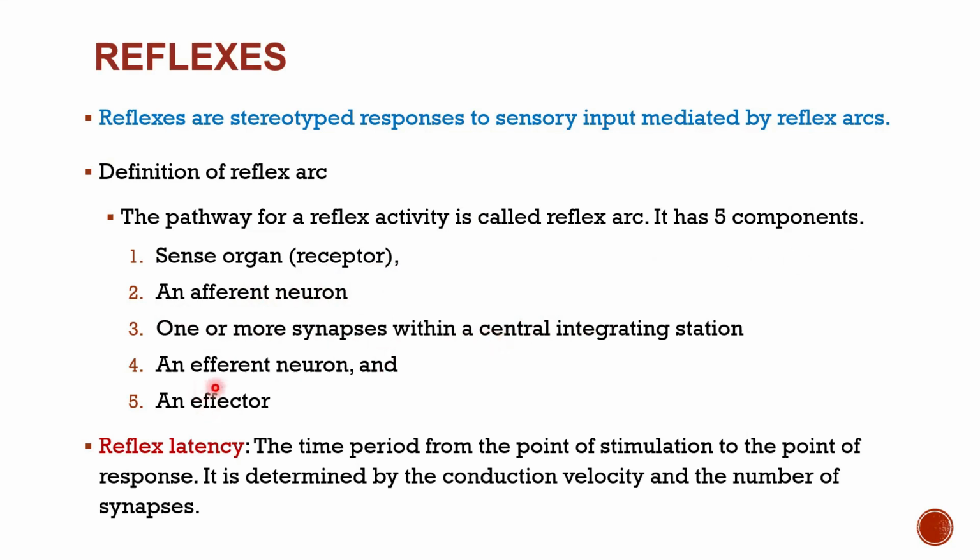Then comes the efferent nerve, which is going to carry the information from the center towards the effector. So the efferent nerve is carrying that information from the center to the effector organ. And finally, we reach the effector. If it is muscle, we call it the somatic motor system, and it may be glands, where your autonomic nervous system may come into the picture.